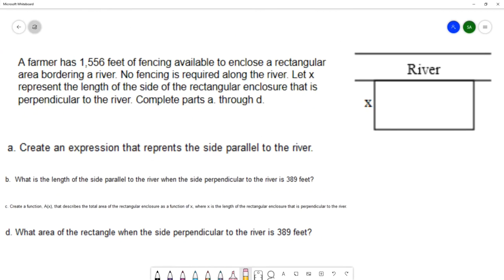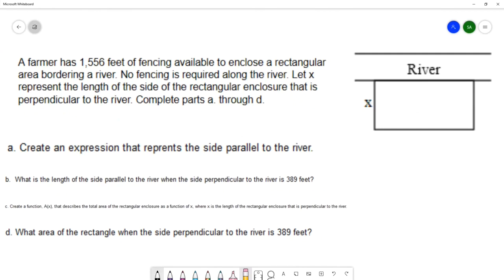So we have a picture here of our river, and we're going to build this rectangular enclosure alongside the river. We don't need any fencing along this side of the river. And we're labeling X as the side that is perpendicular to the river. So perpendicular is at a 90-degree angle. And this side will be parallel to the river. So in part A, we want to create an expression that represents the side parallel to the river.